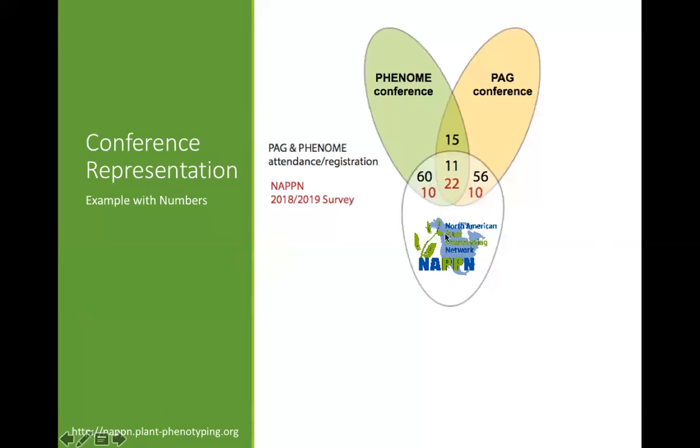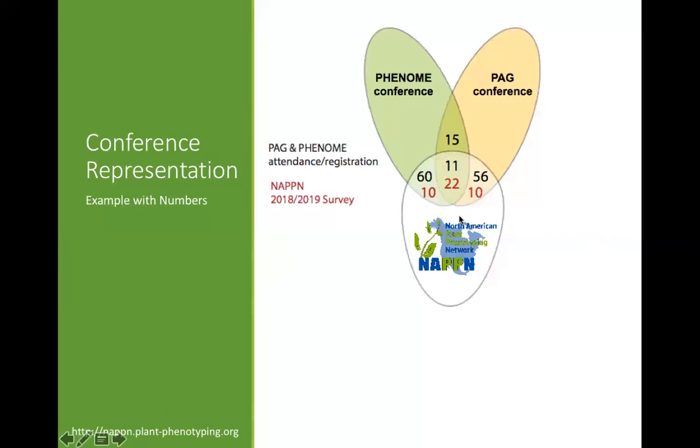If you look at the overlap between our NAPPN membership and the PAG conference, for example, through our survey, 10 people said they attend both conferences. The overlap with Phenome is also 10. The group that said they attend both of them is 22. Then if we look at registrants at those conferences that are also members of NAPPN, those numbers are also almost balanced, and the overlap there is 11 in this example.